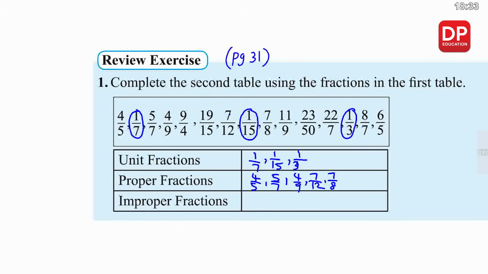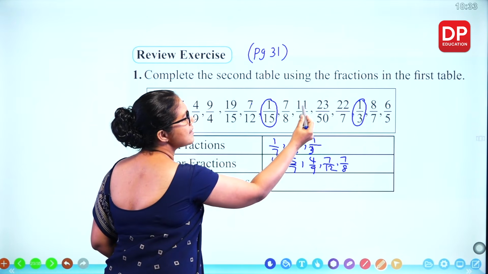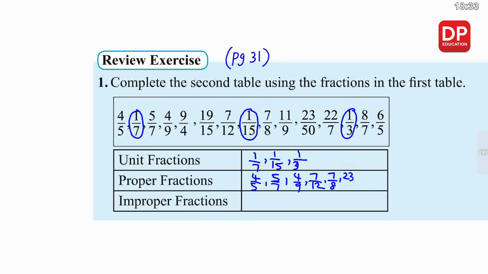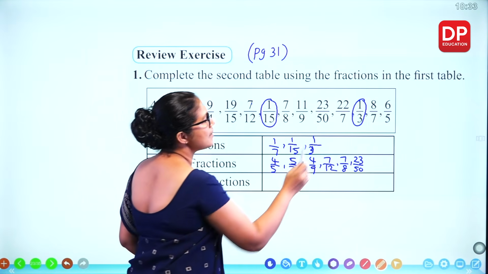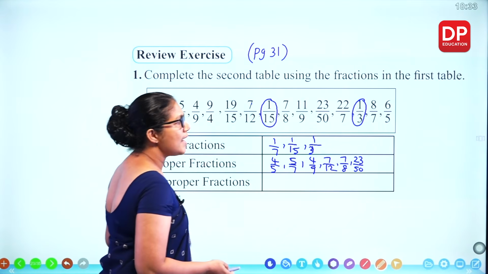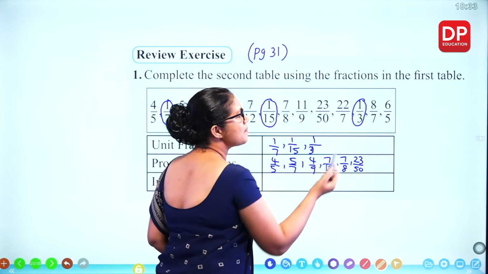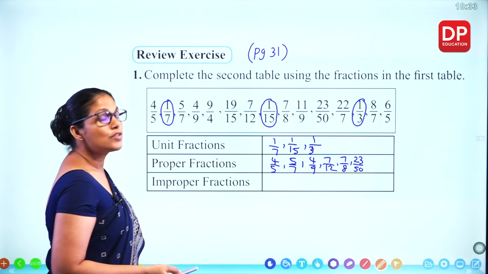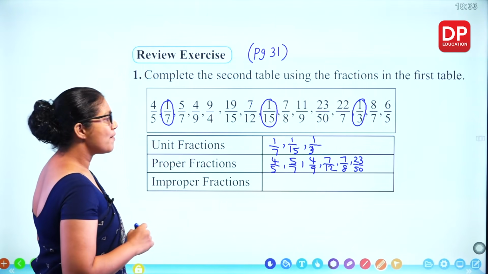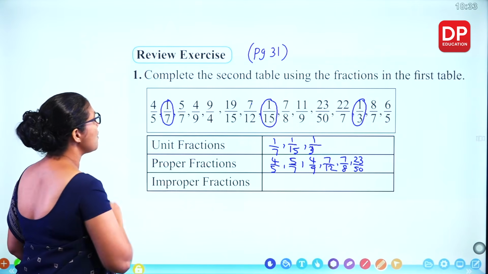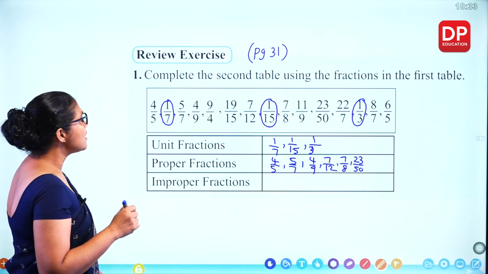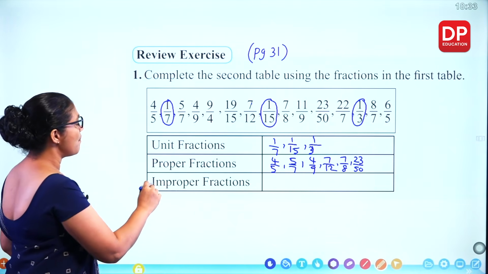You can write down. In this case, the numerator is bigger. This one, yes, numerator is smaller than the denominator. This one, 22 is bigger than 7. Here, 8 is bigger than 7. 6 is bigger than 5. So, those are improper fractions. So, what are improper fractions? When the numerator is bigger than the denominator, we call it an improper fraction.